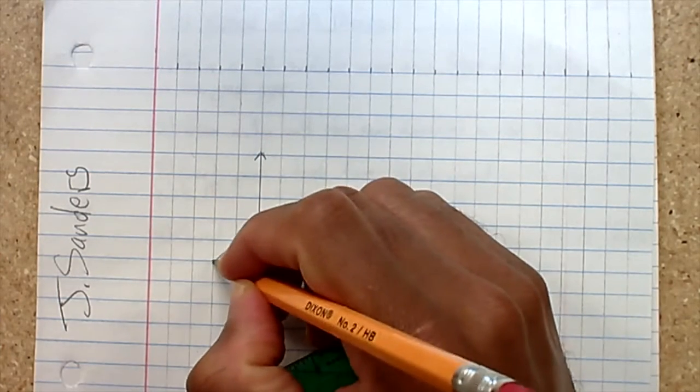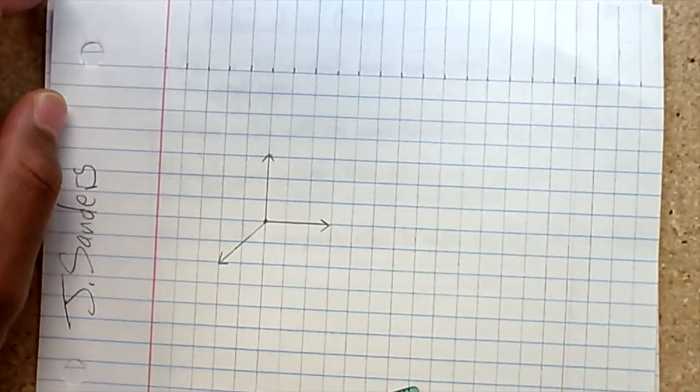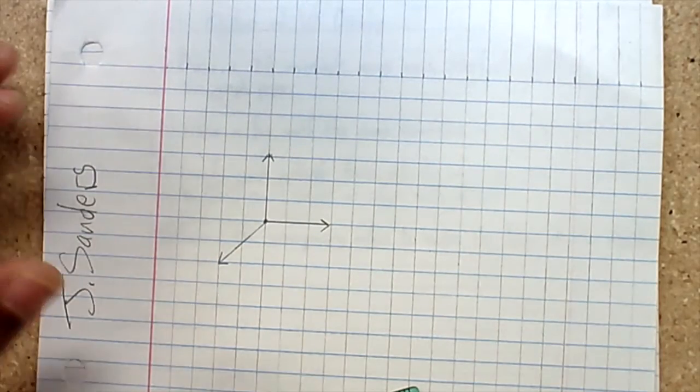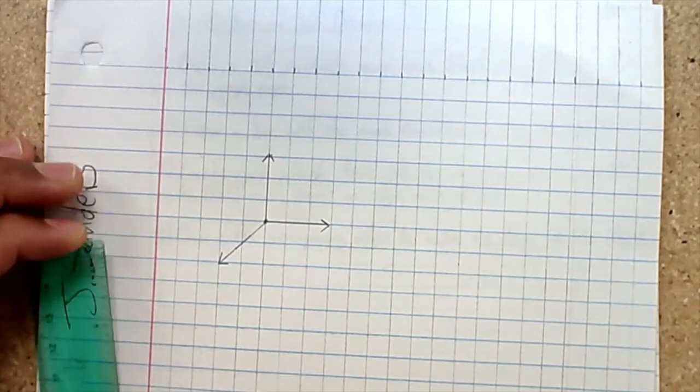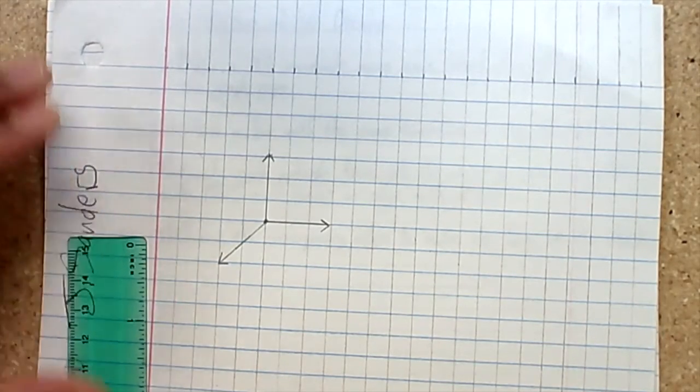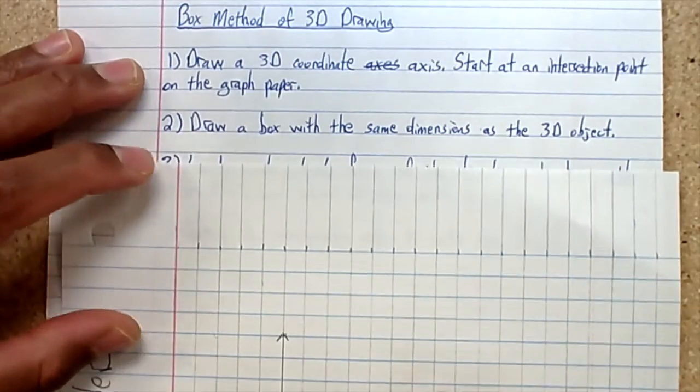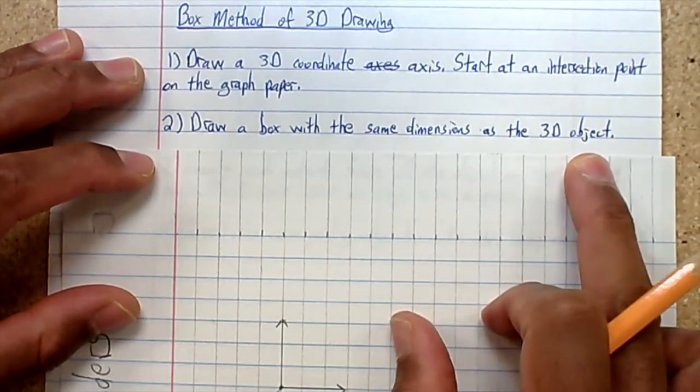The coordinate axis allows us to locate the points. So the axis helps us orient ourselves. This is 3D space, so we need some frame of reference to locate features on the object. So we have the coordinate axis drawn. Step two is to draw a box with the same dimensions as the 3D object.